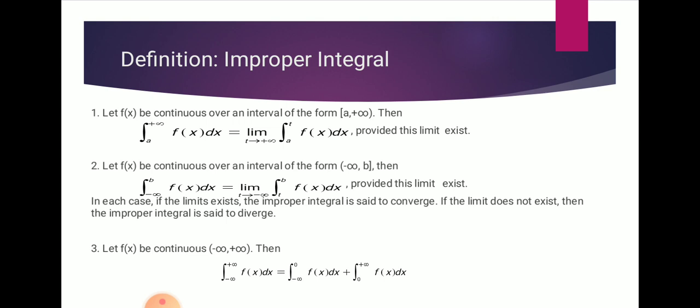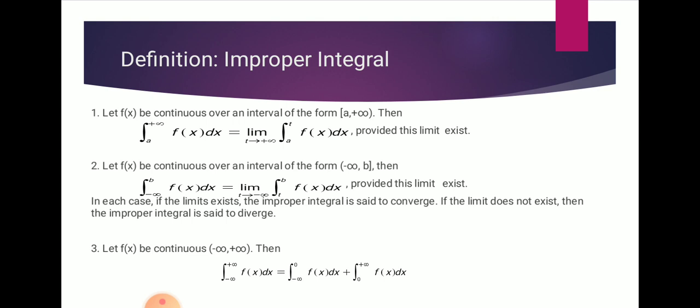Number 2: let f(x) be continuous over an interval of the form (negative infinity, b]. Then the integral from negative infinity to b of f(x) dx is equal to the limit as t approaches negative infinity of the integral from t to b of f(x) dx, provided this limit exists. In each case, if the limit exists, the improper integral is said to converge. If the limit does not exist, then the improper integral is said to diverge.